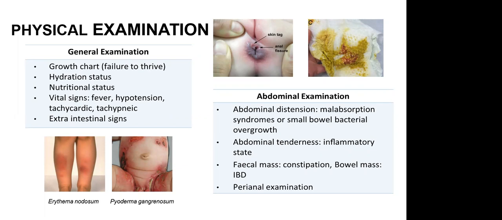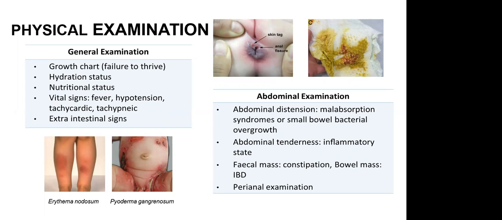Also nutritional status of the patient, vital signs, any fever, hypotension, tachycardia. So this is suggestive of dehydration or any infection, and also extra-intestinal signs. For example, in IBD, erythema nodosum, like in the picture, pyoderma gangrenosum. So this is suggestive of IBD.